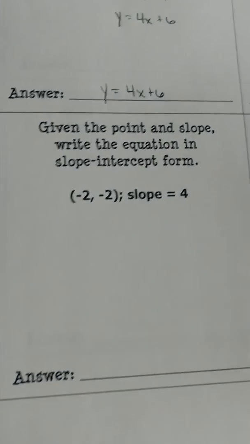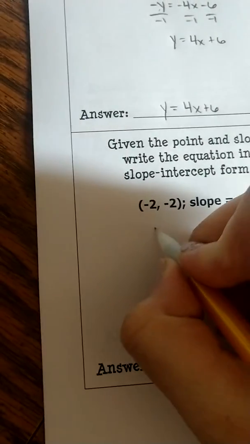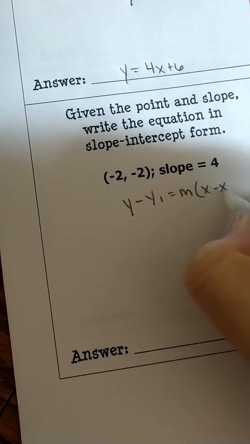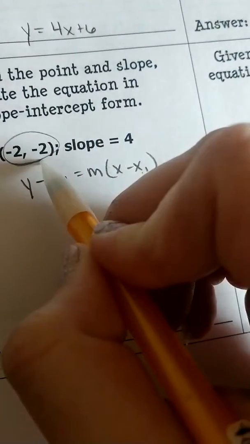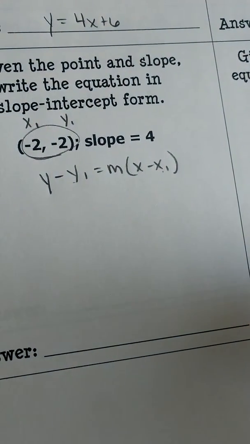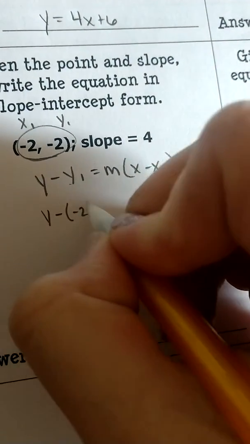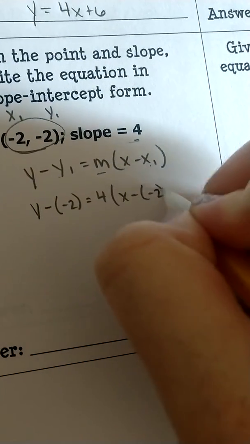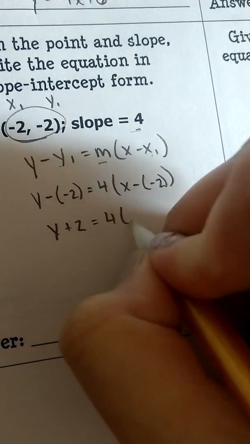So the third one is a little bit trickier. You're given a point and a slope. If you remember, if we were given a point and a slope, we use point slope form. Point slope form is y minus y sub 1 equals m parentheses x minus x sub 1, where this x and this y come from this point. So that negative 2 is your x sub 1, that negative 2 is your y sub 1, just because your coordinates or your ordered pairs are always in x comma y format. So y minus negative 2 equals m, our m is 4, parentheses x minus negative 2. That gives you y plus 2 equals 4, parentheses x plus 2.